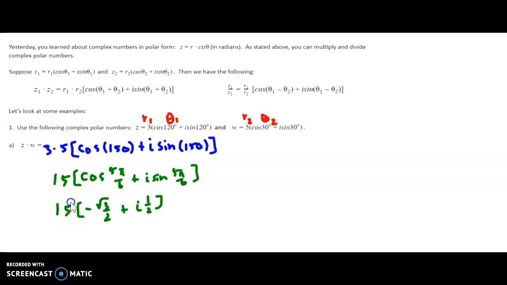And then we distribute the 15, and then we're done. You could leave it here if you want. I would accept that. Or if you want to go ahead and distribute it, that's going to be negative 15 root 3 over 2 plus 15i over 2. This last step isn't necessary. If you want to leave it right here, I am okay with that. So let's look at part B of this example.